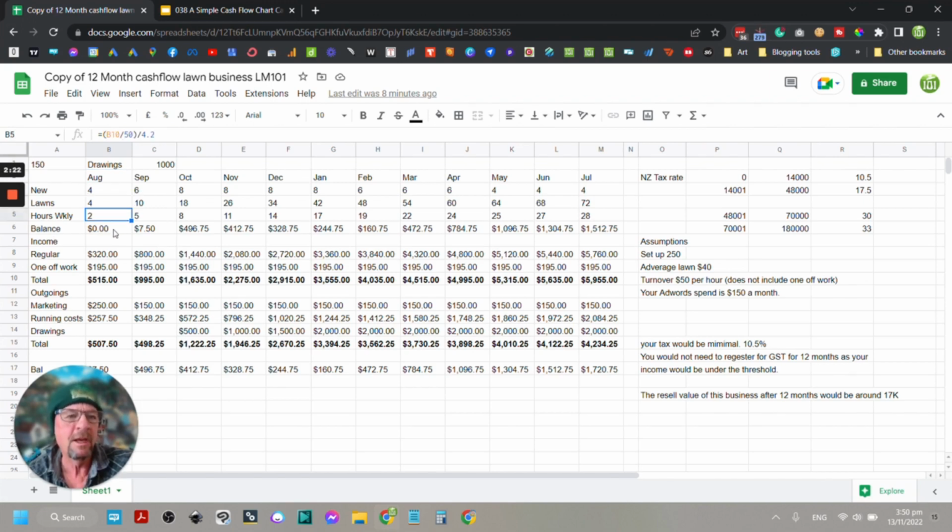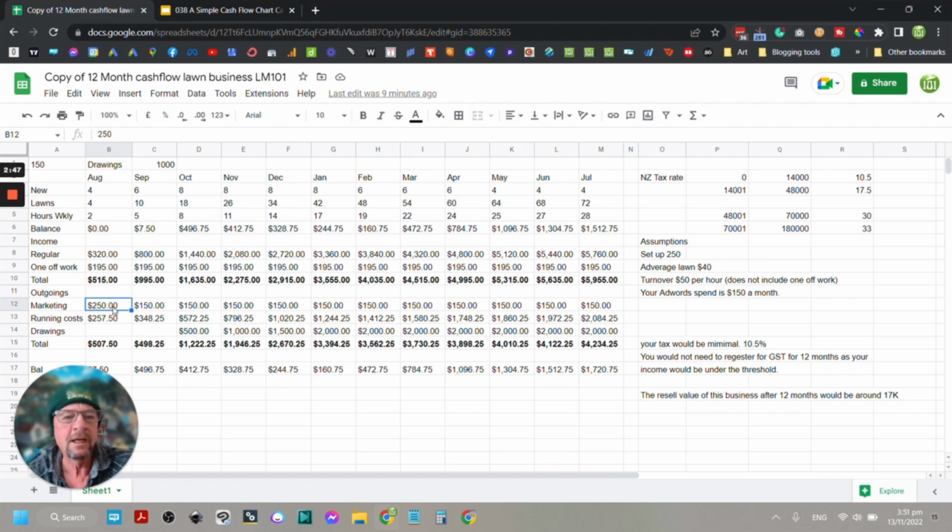This is about the amount of hours that they're working, and this is the balance that they have coming in. So they start with absolutely nothing. Let's say they do those 4 lawns and they earn $320, and then you've got $195 from just one-off work that comes in, cleanups and things like that. So the total that they've earned that month is $515. And then you've got their expenditure.